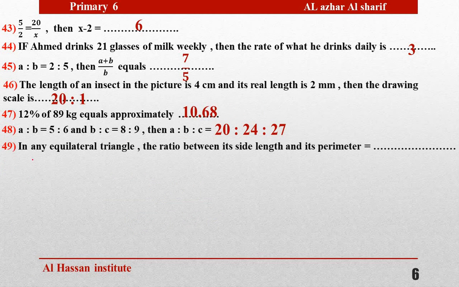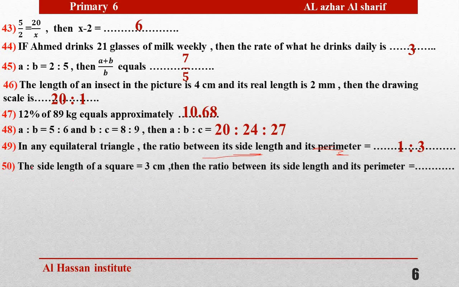Next. In an equilateral triangle, the ratio between its side length and its perimeter equals 1 to 3. The side length of a square equals 3 cm, then the ratio between its side length and its perimeter equals 1 to 4.